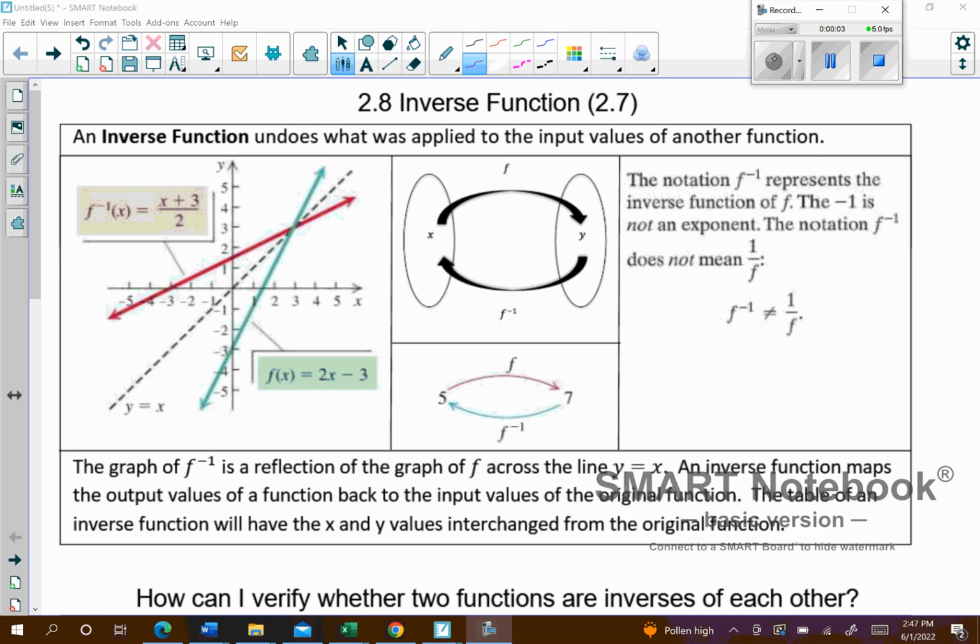Okay, now we're looking at inverse functions. An inverse function undoes what was applied to the input value of another function. So let's break this down. Let's make it real simple.